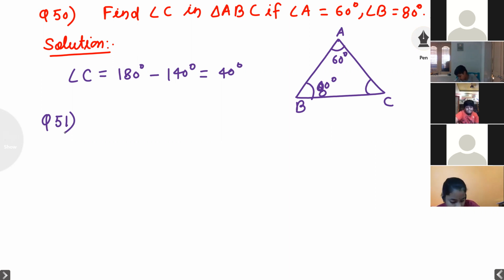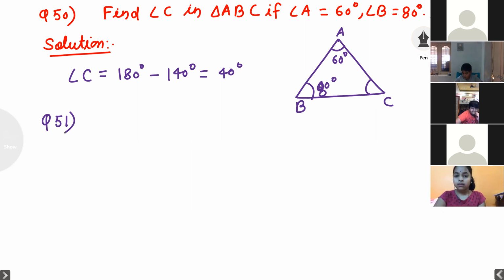If three altitudes meet at one point, that point is called the orthocenter, O. These concepts are all very important, students. Don't forget. A triangle has three sides, three vertices, three angles, three medians, three altitudes. Construction will not come in the examination, student, because we can't do construction in an online examination.